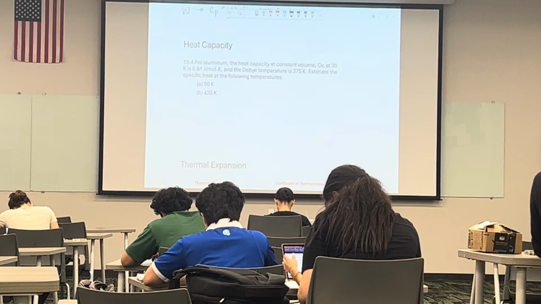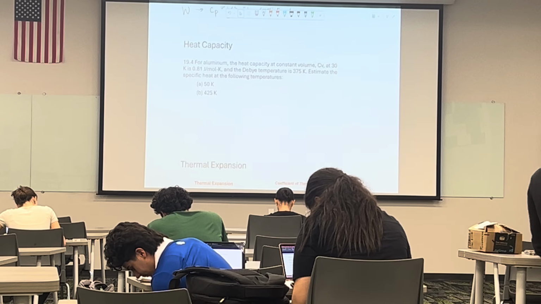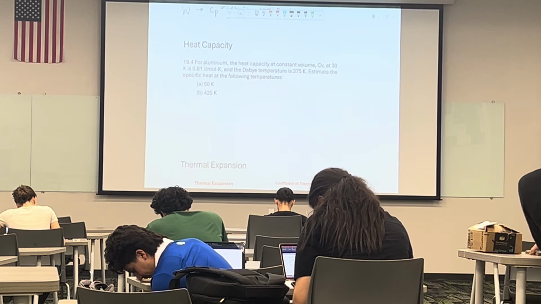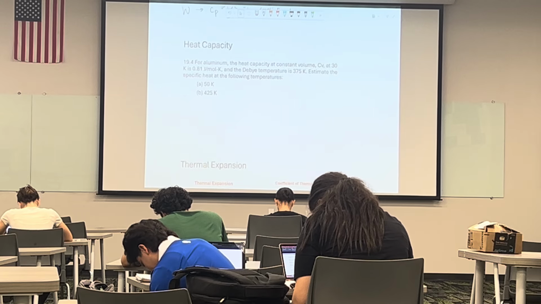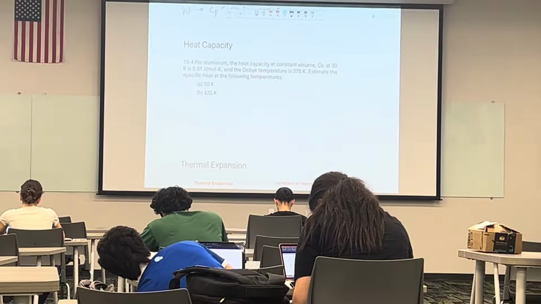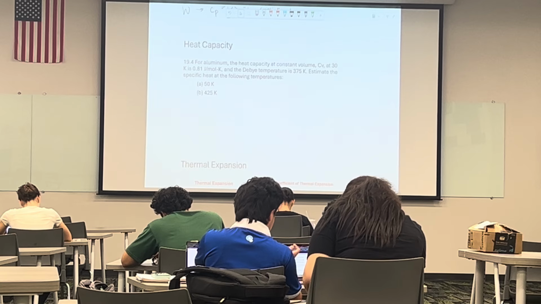So the problem reads: for aluminum, the heat capacity at constant volume, CV, at 30 Kelvin is 0.81 joules per mole Kelvin, and the Debye temperature is 375 Kelvin. They want us to estimate the specific heat at the temperatures below, which is just 50 Kelvin and 425 Kelvin.